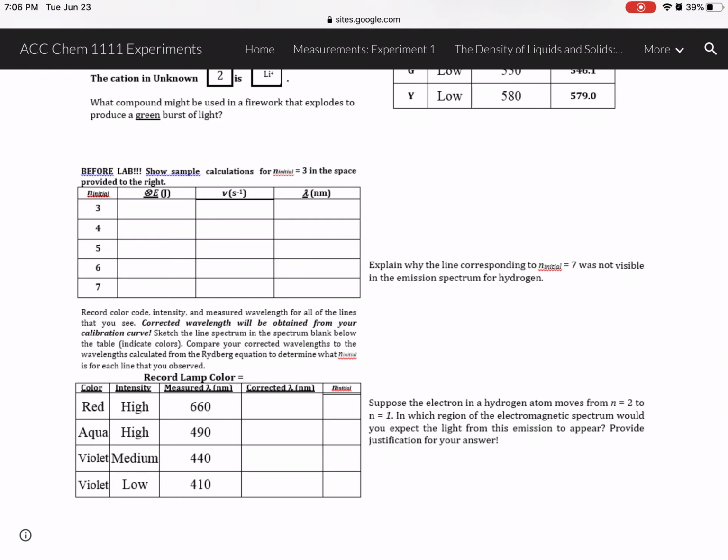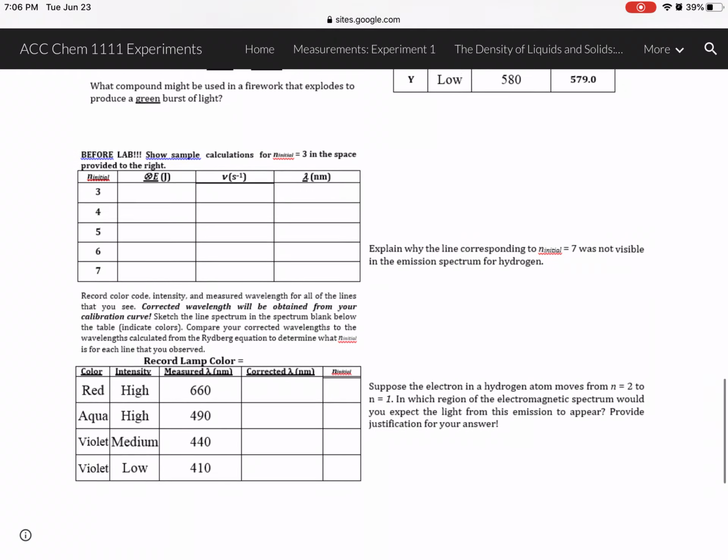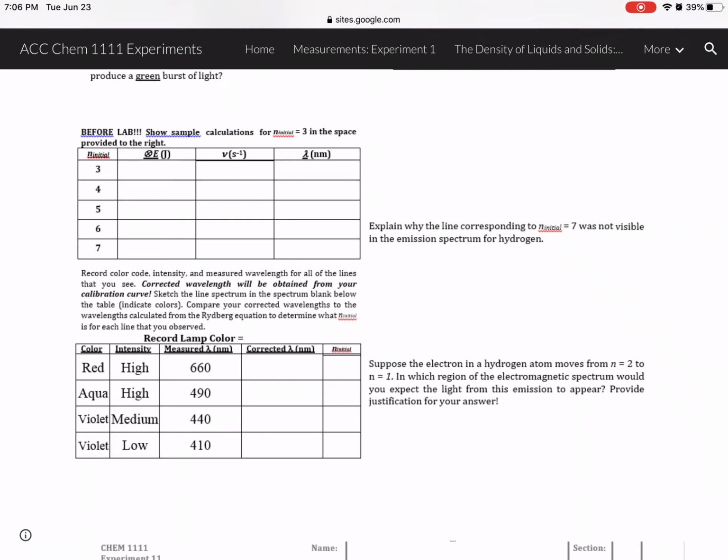Okay. And then the next part: record the color, intensity, and measured wavelength for all of the lines that you see. Corrected wavelength will be obtained from your calibration curve. Sketch the line spectrum in the spectrum blank below.